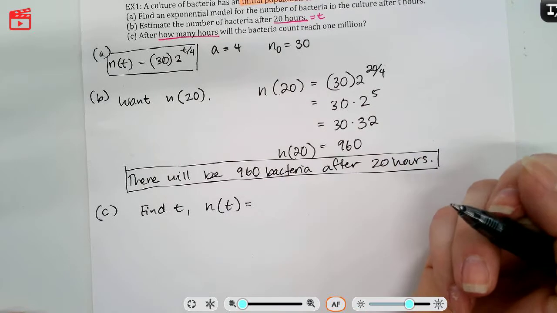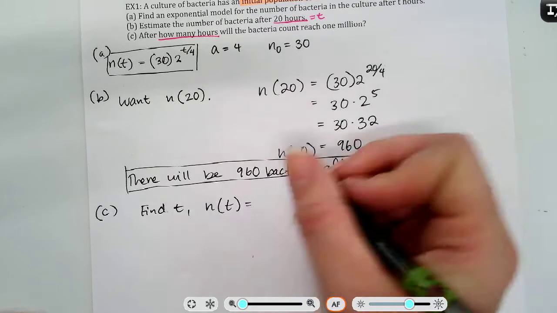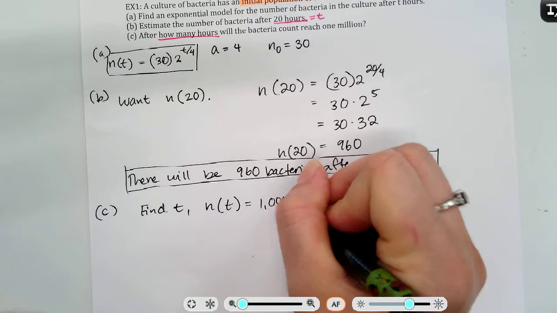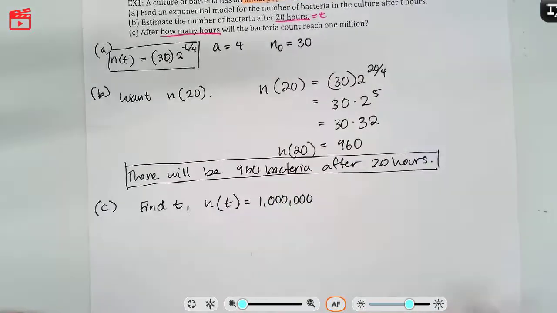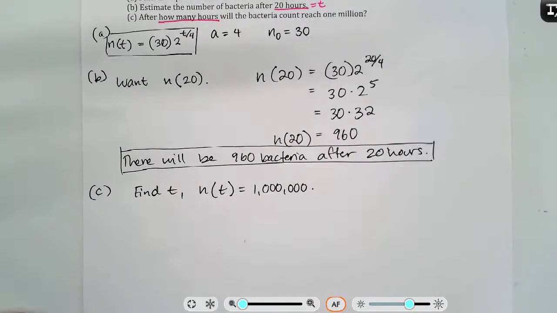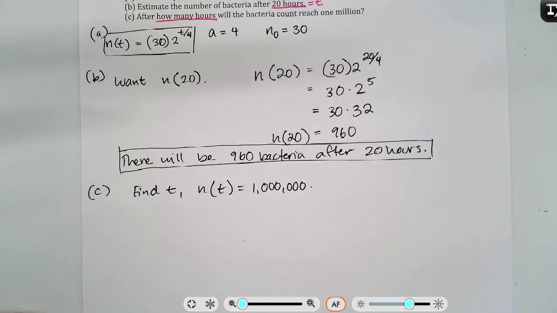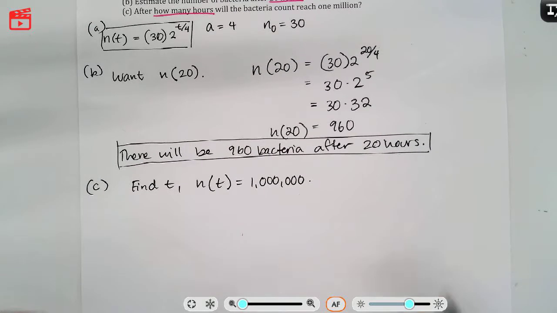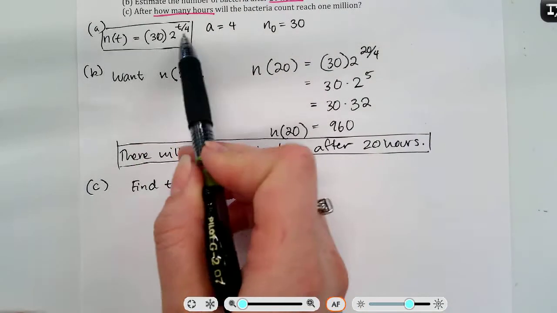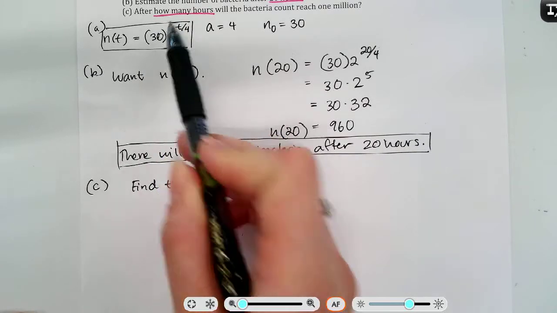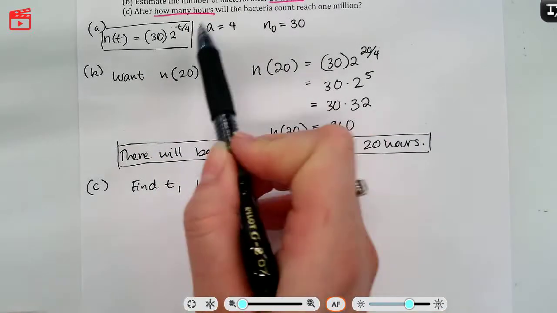Okay, so 1 million, well, we're going to have to write that one out. There we go, 1 million. So we're going to find t when n of t is 1 million. Well, I know with my function that n of t equals this amount here, so I'm going to set 1 million equal to my function.